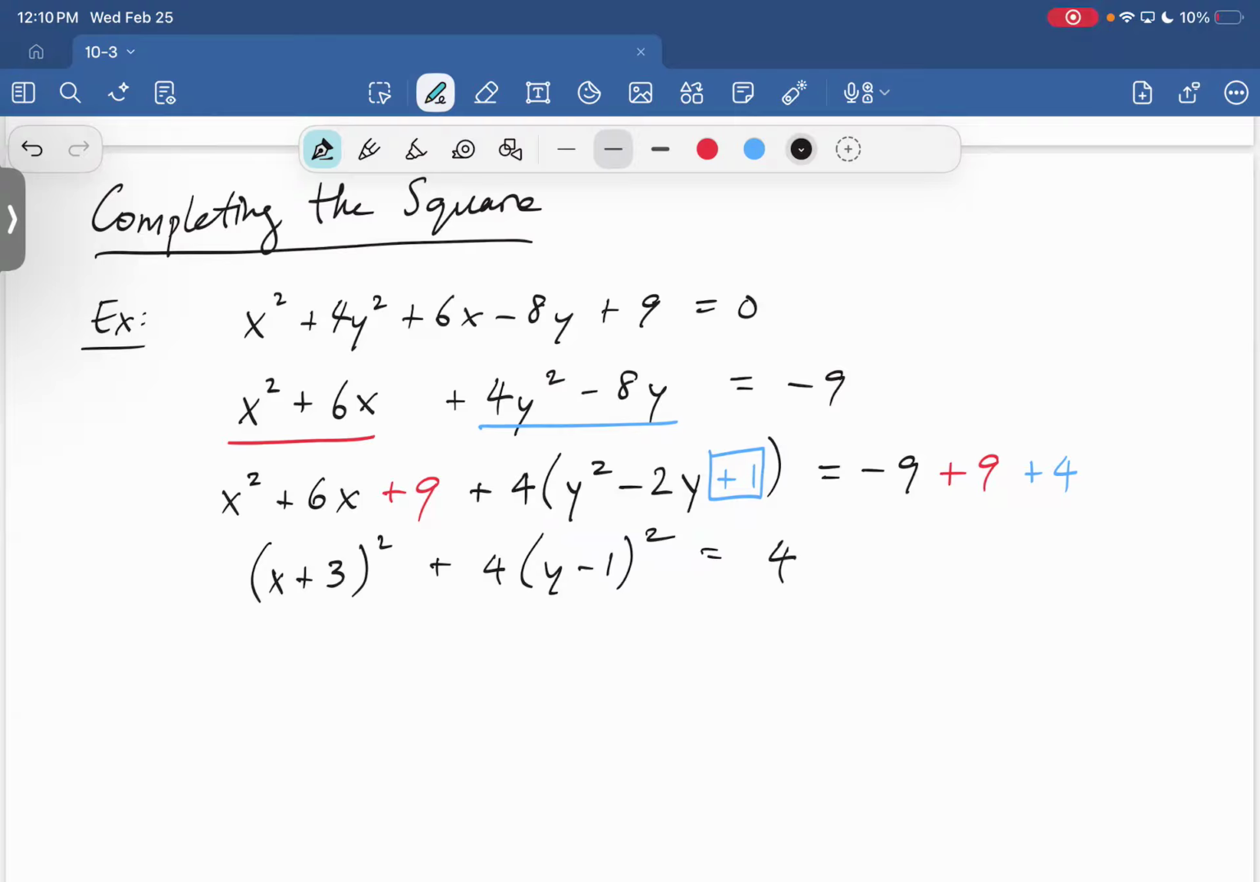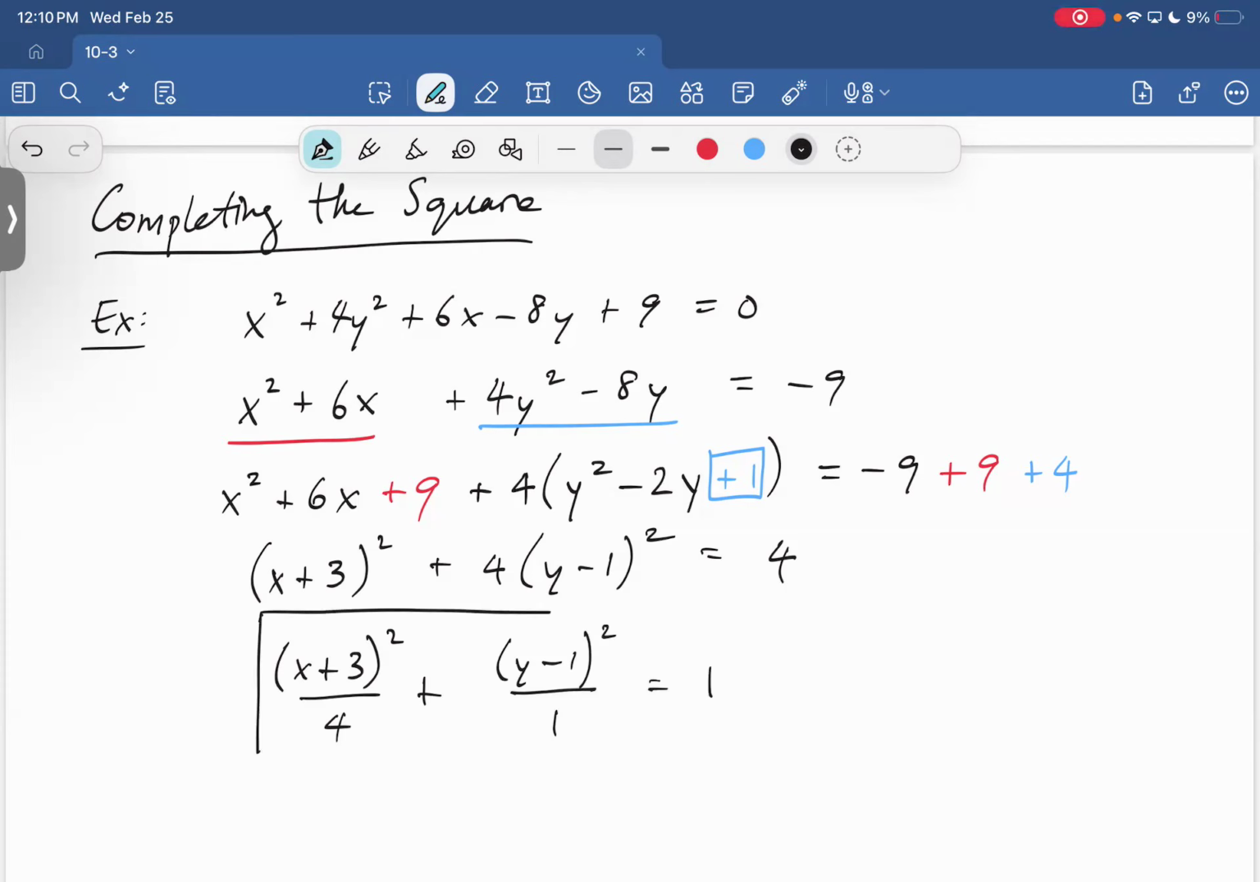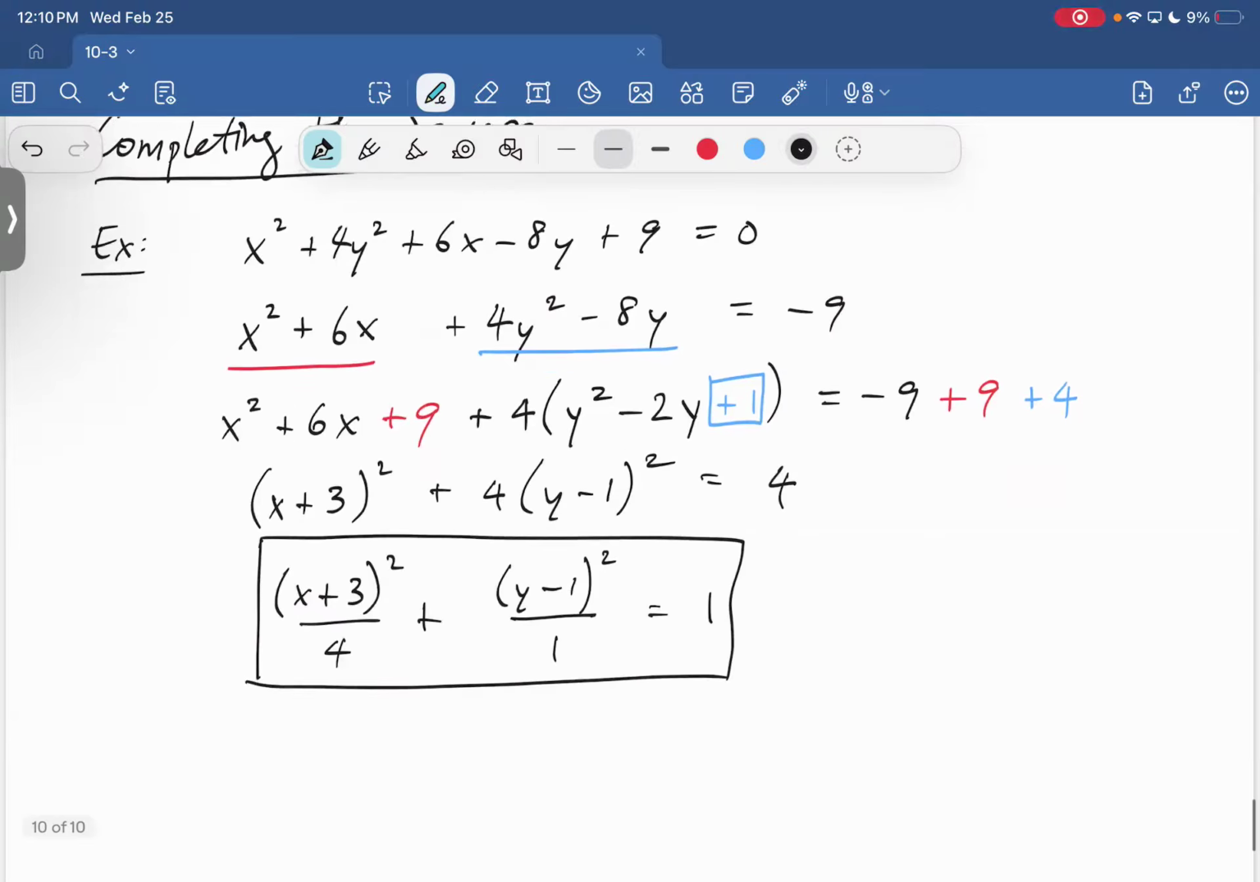Is this standard form? No, it is not standard form because I do not have a 1 on the right side. That is of essential importance. So I have to divide both sides by 4 in order to get standard form. So I'll have x plus 3 squared divided by 4 plus y minus 1 squared divided by 1 equals 1. So that is standard form. And then center, vertices, foci, you can figure that out.